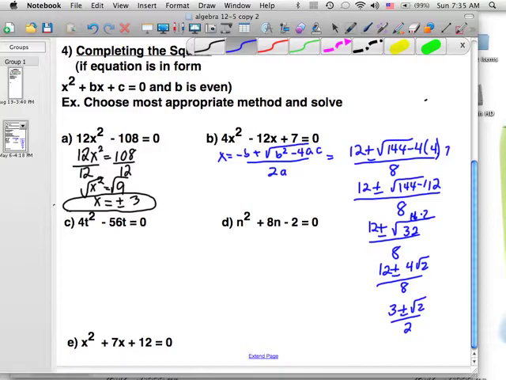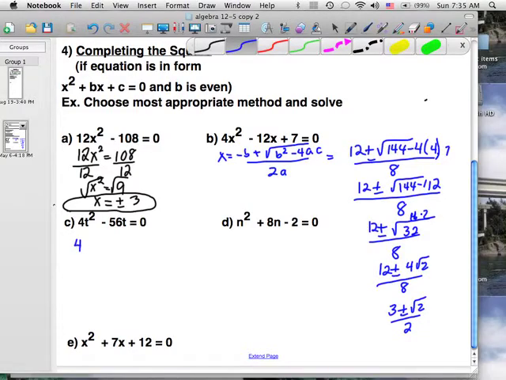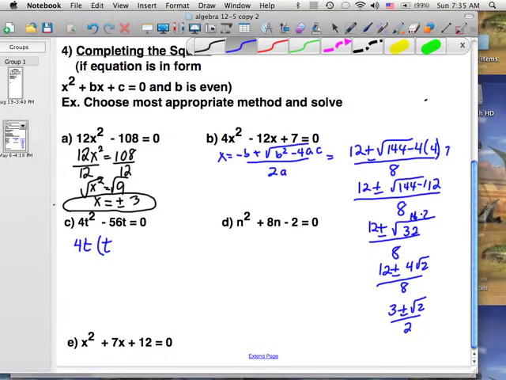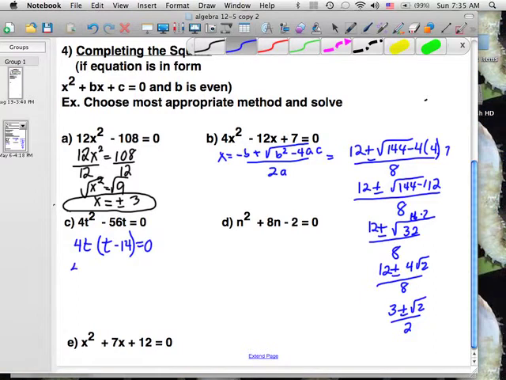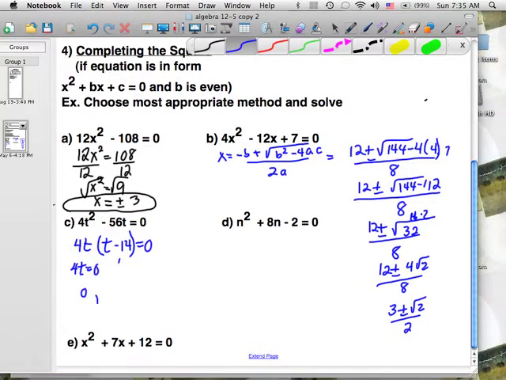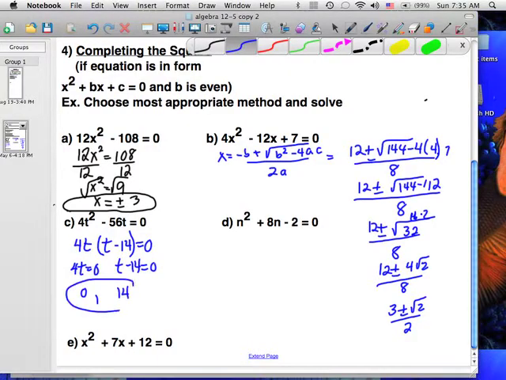C, this one I would factor. I'd take out the greatest common factor, 4t, so that leaves me t minus 14 equals 0. So 4t could equal 0, so t would be 0 here, and t minus 14 could equal 0, so that would be 14. And that's the easiest way to do that one.